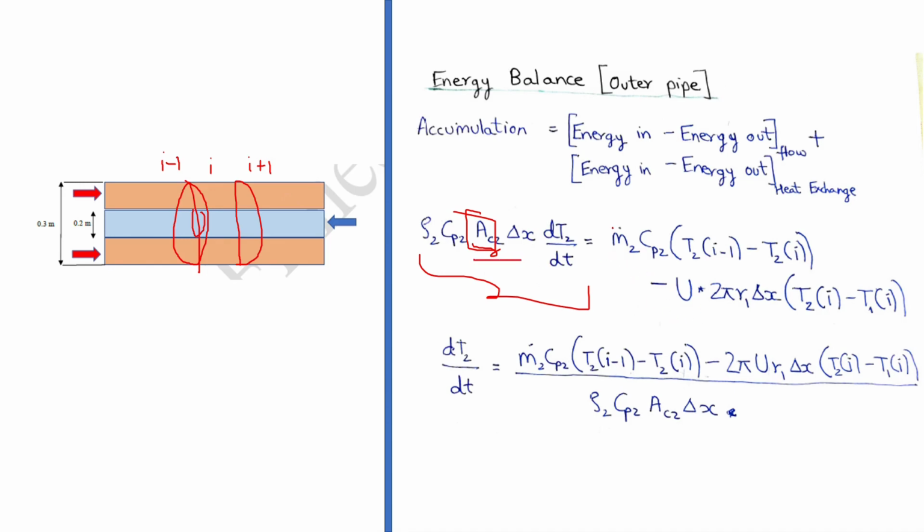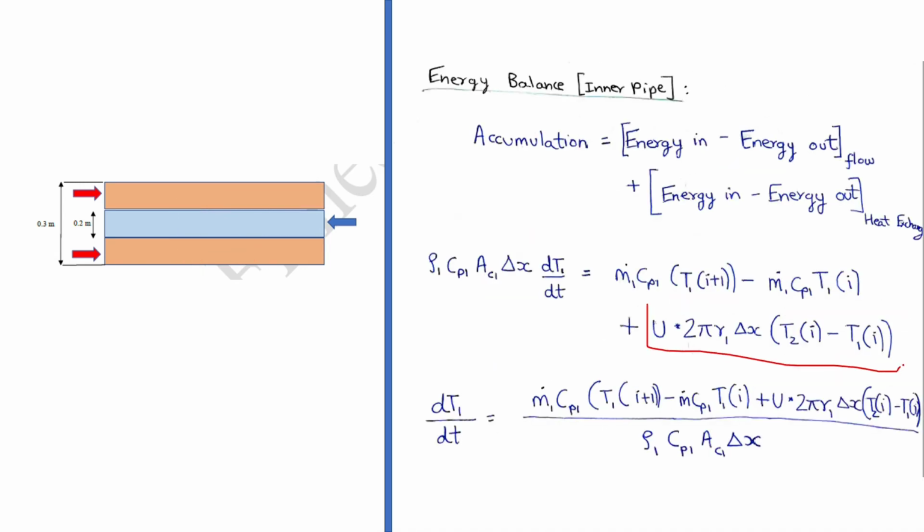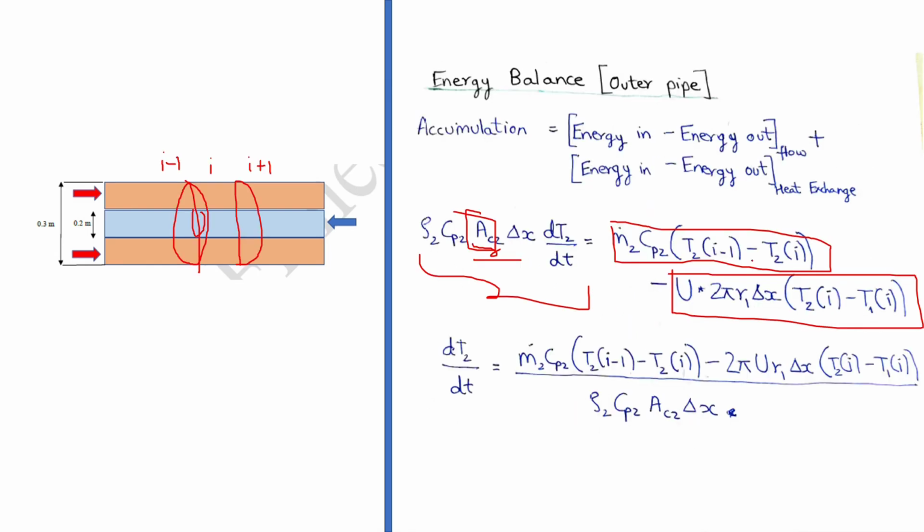And I hope you'll understand this term, which is the energy due to flow, as already explained in the previous energy balance of the inner pipe. And if you remember, this term would be the energy due to the heat exchange, which is positive in the previous case. As you can see here, it's positive here because energy is flowing into the inner pipe. However, it's negative here because the same amount of energy, in order to balance the energy, we have to subtract from the energy in the outer pipe, right?